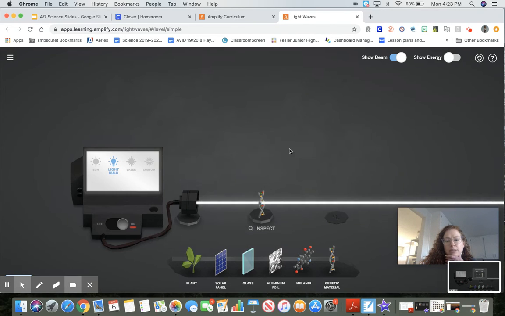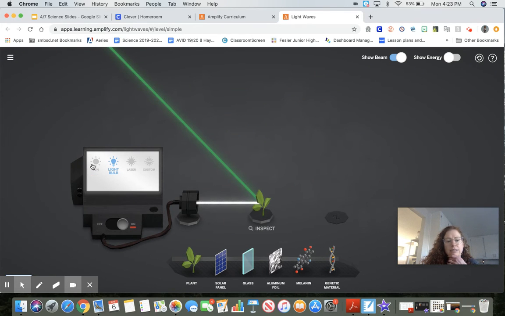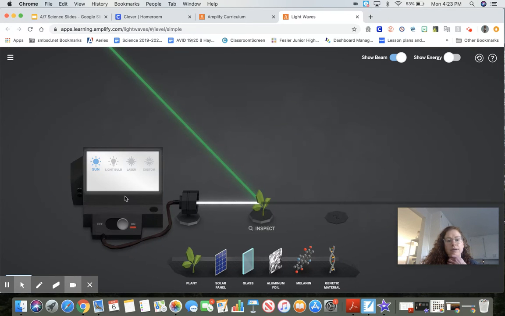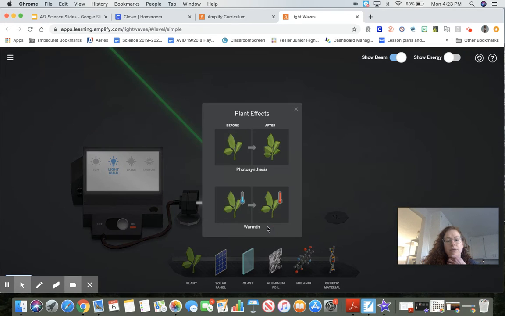I could do the DNA, I could do the melanin. Let's see, I could do the plant. Start with the sun. So this is the sun. It caused damage, photosynthesis, and warmth. Whereas the light bulb was just photosynthesis and warmth. So notice that in all three that I've done so far, the sun is the only one that causes damage. But the other two are the same with the light bulb.